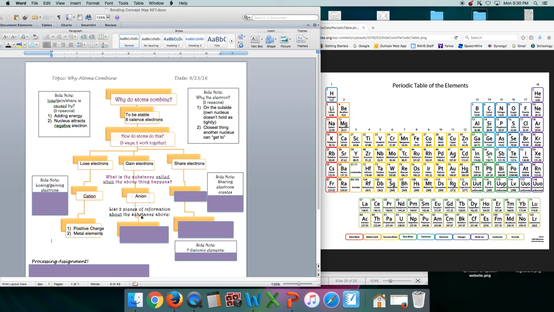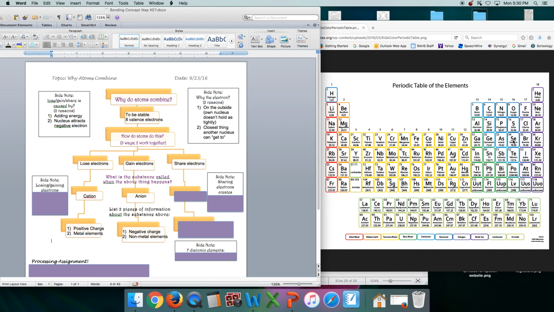Gaining electrons is called an anion, and since you're gaining something negative, the atom has a negative charge, and it's generally the non-metal element. So take a look at your periodic table. The dividing line for metals and non-metals kind of goes right along this stair-step idea. So here's the metals, so look at where they are. So these would be examples of metals.